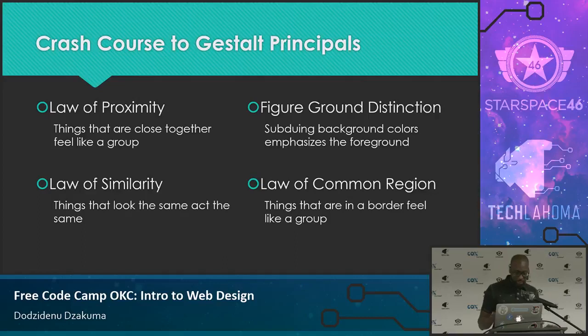But basically, we have the law of proximity. That means if things are close together, they feel like a group. 2 people are walking down the street, and there's a huge gap between them. You're like, oh, there are 2 people walking down the street. There's a guy and a girl walking down the street, and they're shoulder to shoulder, like, oh, okay, maybe they're together or something. Law of proximity, how close things are together.